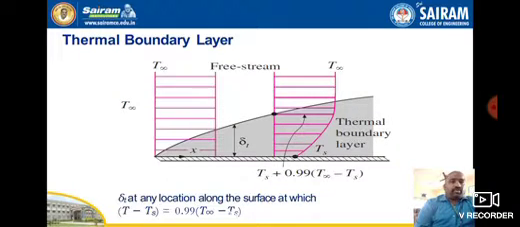And this is the thermal boundary layer. So delta T at any location along the surface is where the value of T minus Ts is equal to 0.99 times T infinity minus Ts. At this point you can observe, we consider Ts as the surface temperature, and that is the thermal boundary layer. So Ts plus 0.99 times T infinity minus Ts we find here.